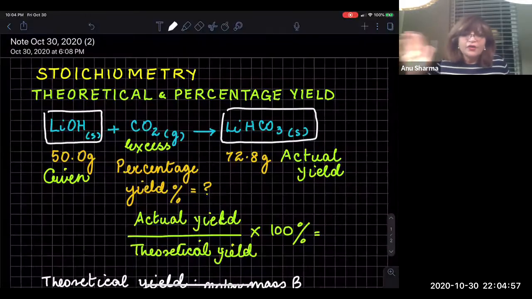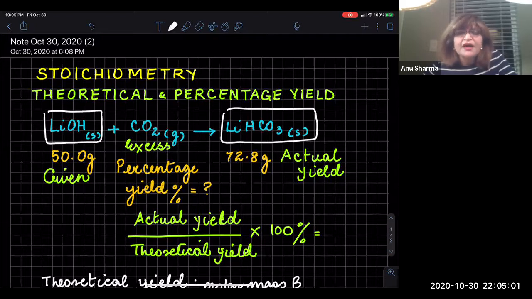Okay, so now let's look at the problem here in which we are going to determine the percentage yield. So first we will obviously be determining the theoretical yield. So what is given to us here? We are looking at lithium hydroxide, and this is reacting with a large excess of carbon dioxide, and this is giving us lithium carbonate.